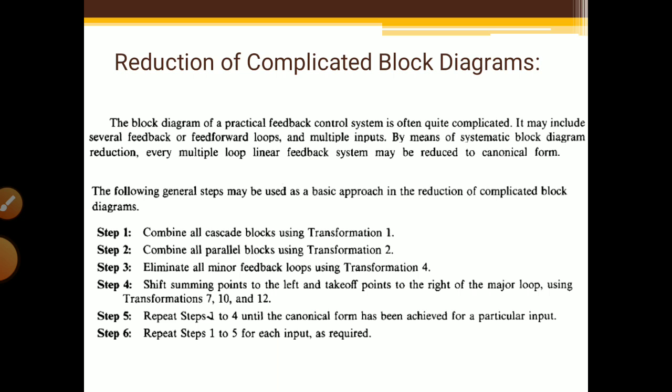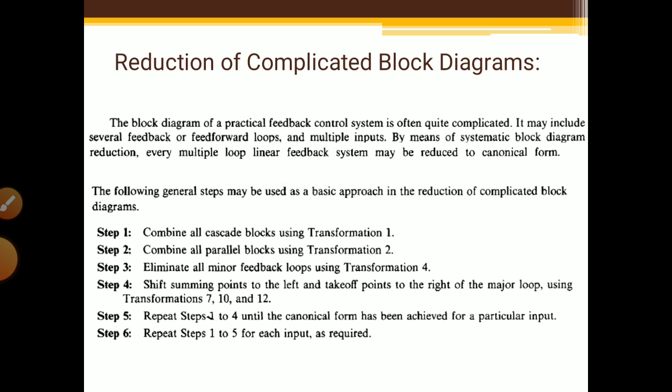The block diagram of a practical feedback control system is often quite complicated. It may include several feedback or feed forward loops and multiple inputs. By means of systematic block diagram reduction, every multiple loop linear feedback system may be reduced to canonical form. So we can solve every feedback system to a canonical form in simplified form.